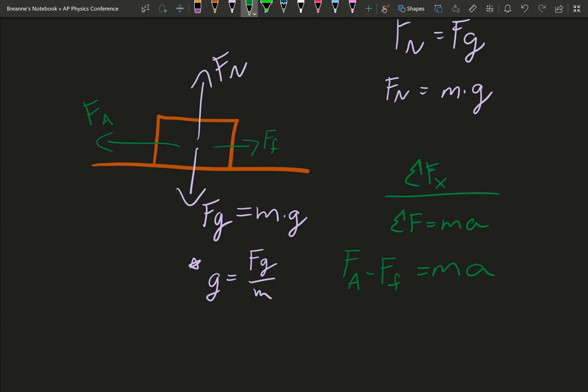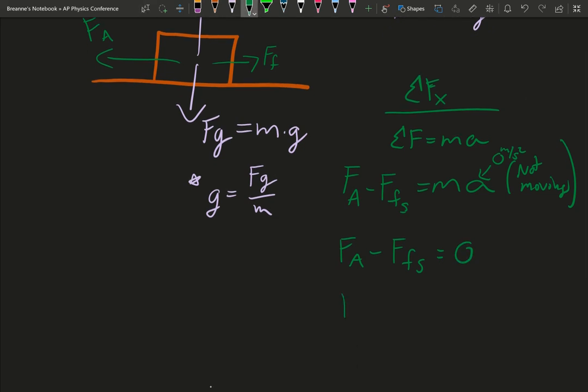So if it's static friction, is the object moving? Hopefully you said no. Not moving. So if it's not moving, what does that make your acceleration? Hopefully you said 0. So that would make this whole entire thing 0. So it would be that your force applied equals your force of friction in the static.